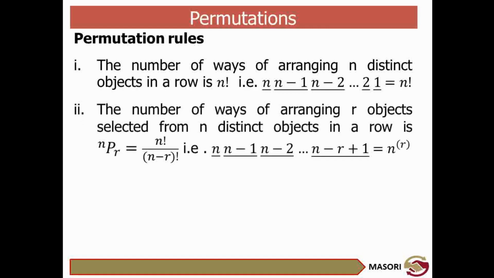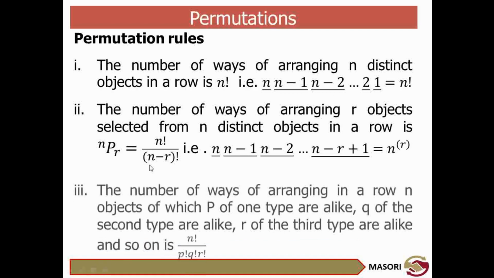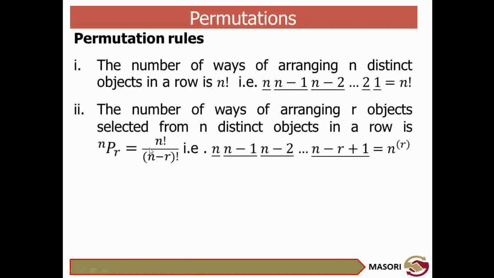Okay, the second rule is that the number of ways of arranging r objects selected from n distinct objects in a row is n factorial divided by (n minus r) factorial. So here n factorial again is n times n minus 1 times n minus 2 times n minus 3 and so on. And then again here we have (n minus r) factorial, which is n minus r times n minus r minus 1 times n minus r minus 2 and so on until we reach 1.